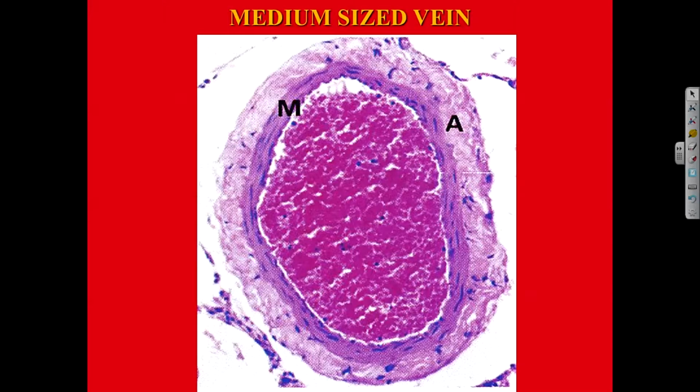So that's what some of these vessels will look like. So here's a medium-sized vein. That's a vein because it has a very wide lumen. Usually the lumen collapses in an artery because remember it was under pressure. And it has a relatively thin tunica media here, and the adventitia is thicker.